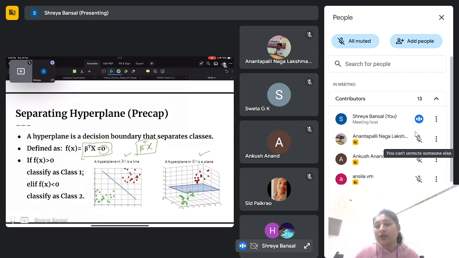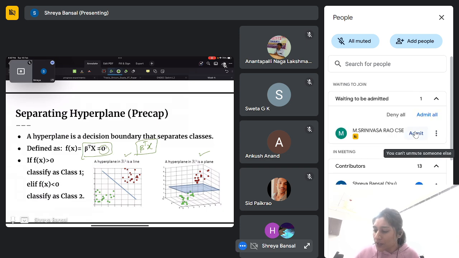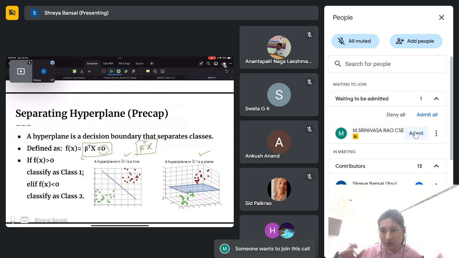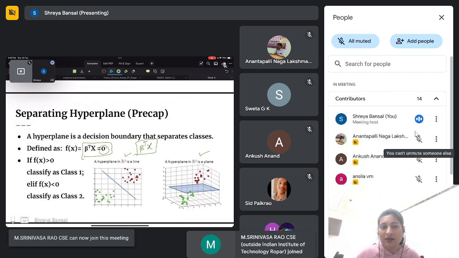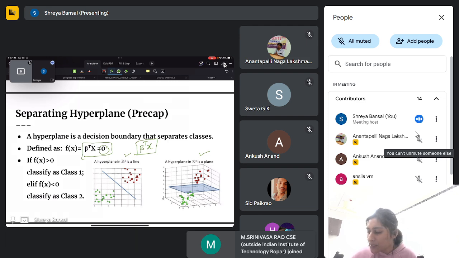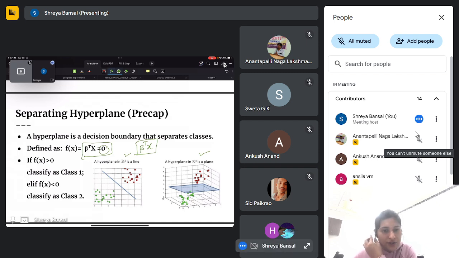I think you have all done this around 11th or 12th standard, where we use some geometry to say whether a point is above the line or below the line. So if the function value is greater than 0, it may be in this direction, and less than 0 is in the other direction, and on this line it is equal to 0. I want to find this line.